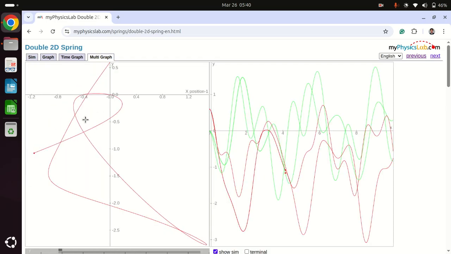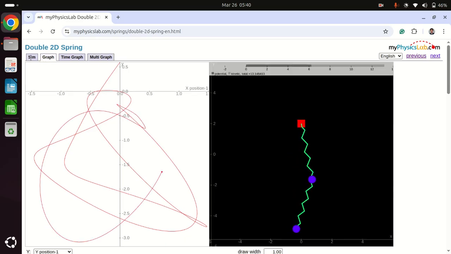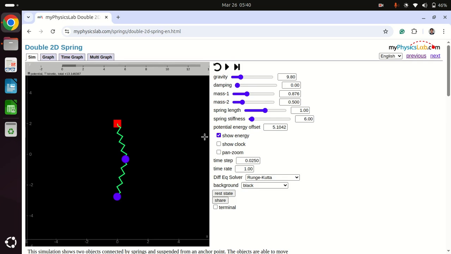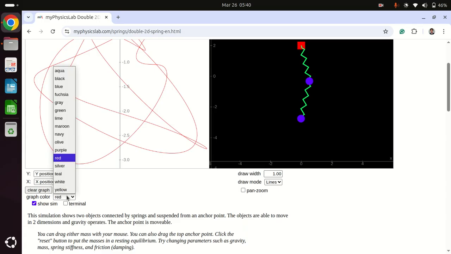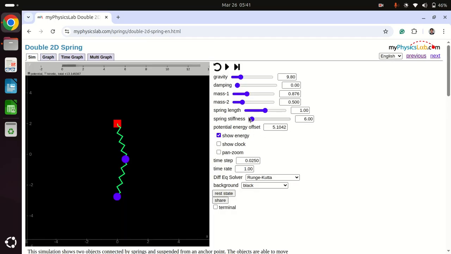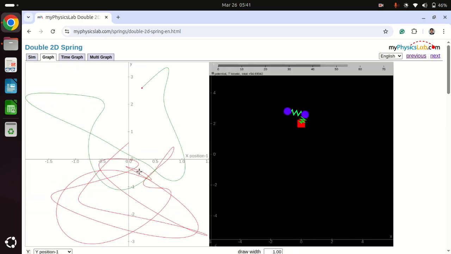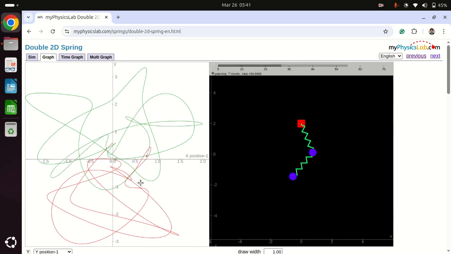Now this is becoming red. Now let me stop again and change the color, say green. And now we'll make some change in stiffness. We are keeping the length constant, but we have increased the stiffness. And now let's see. Now you can compare this. You can compare that this amplitude is more if the stiffness is more.